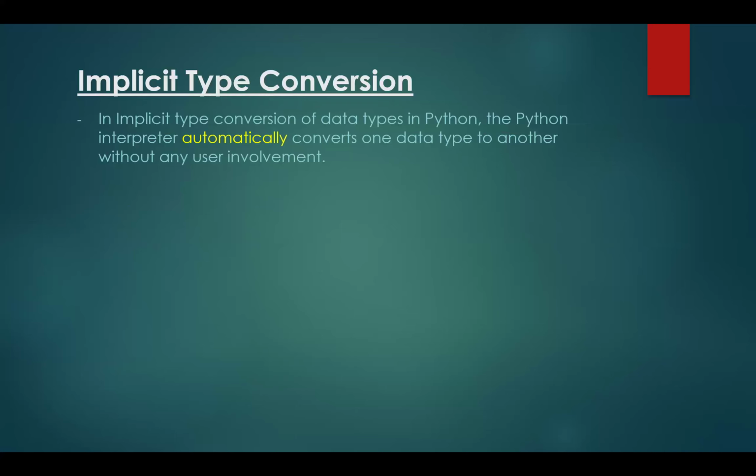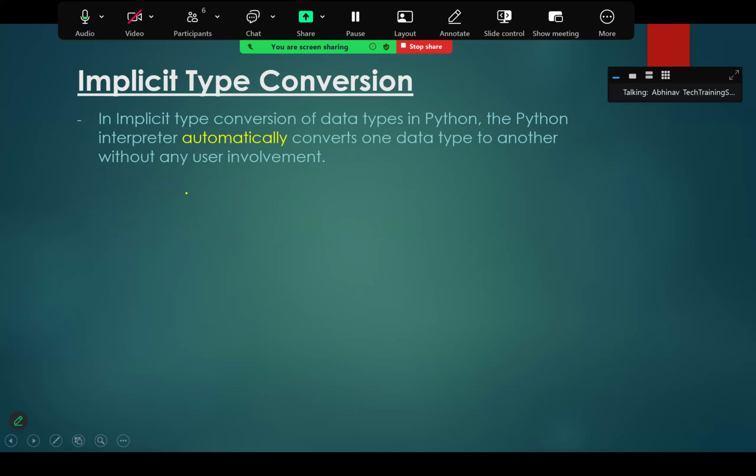When we talk about implicit type conversion, the Python interpreter automatically converts one data type to another without any user involvement. What I mean by this is, let's say I have a variable a equal to 12, and then b equal to, let's say, a float 13.2, and I do c equal to a plus b. So what will happen? Here implicit type conversion will happen, and when I print the value of c, it will be in points. It will be 25.2, right?